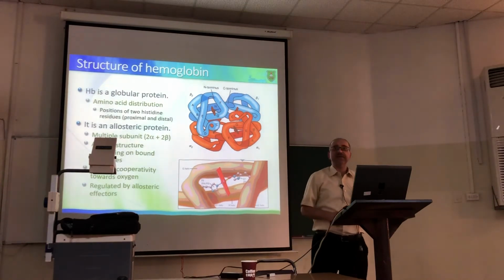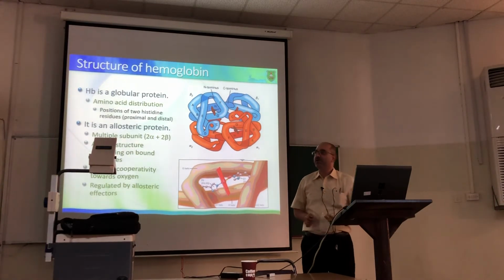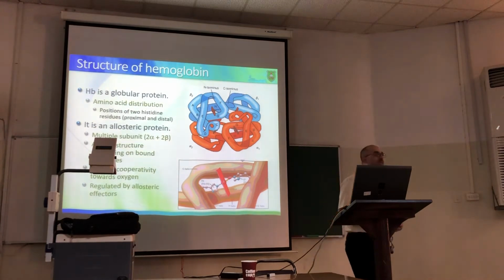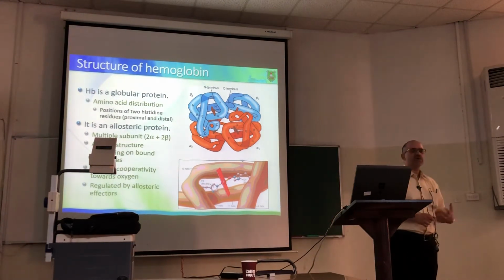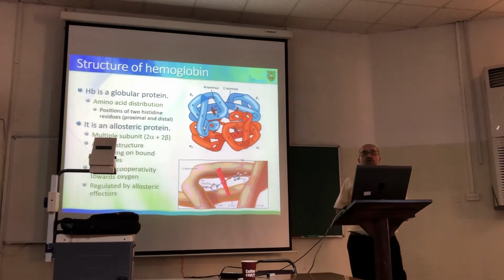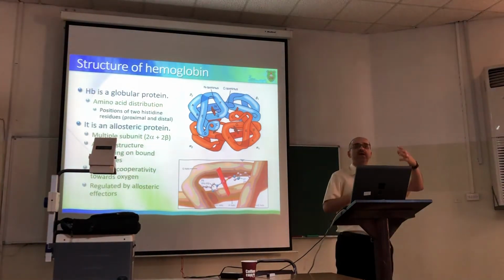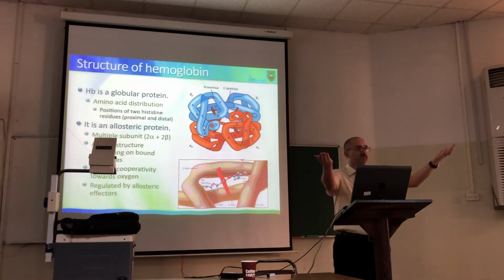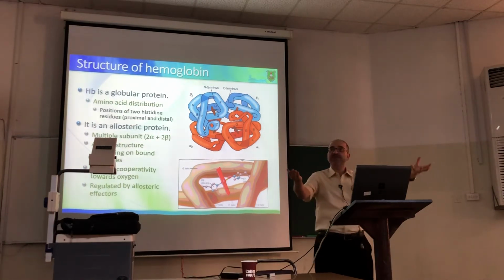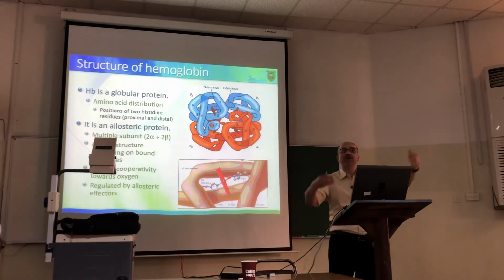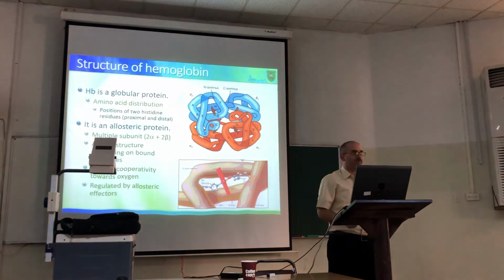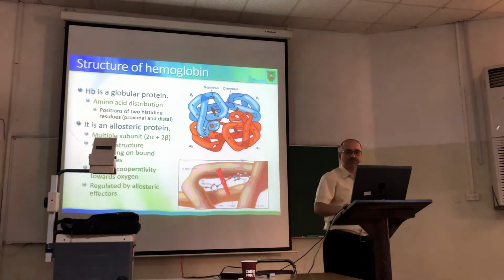Now the other thing is that, as an allosteric protein, it can be regulated by effectors, other molecules. And these are known as allosteric effectors. These allosteric effectors can be positive or negative, and they can be homotropic or heterotropic. We'll talk about this in a second.